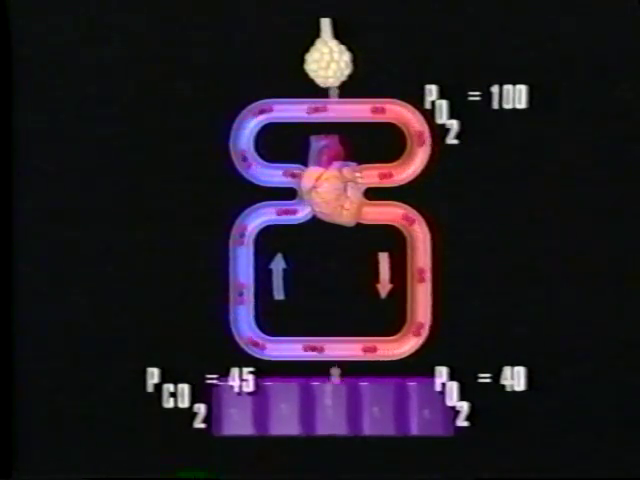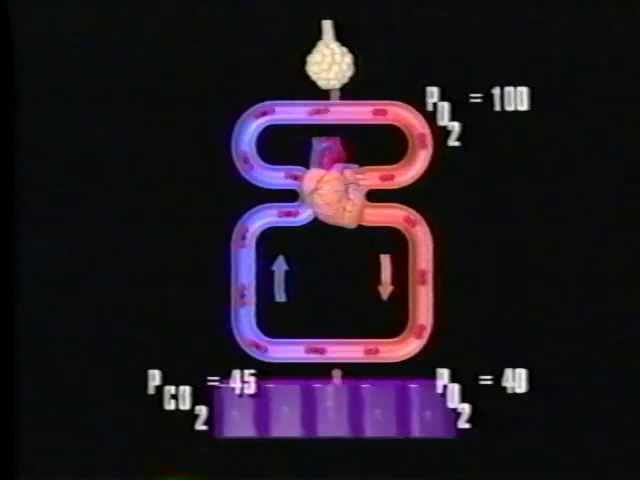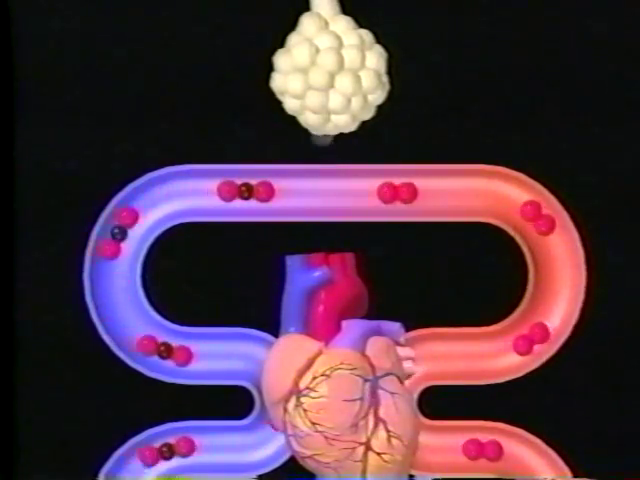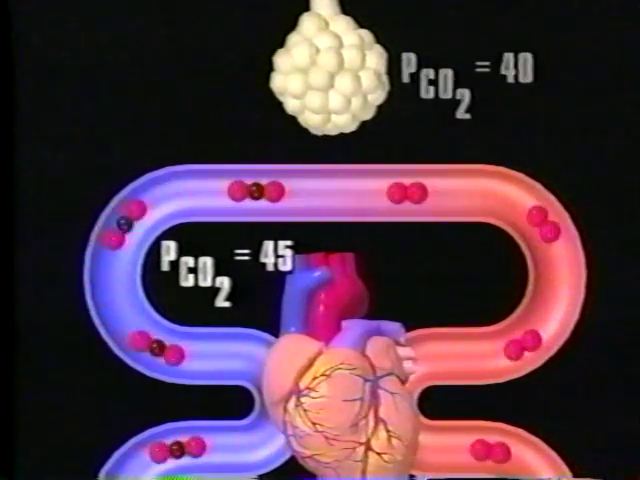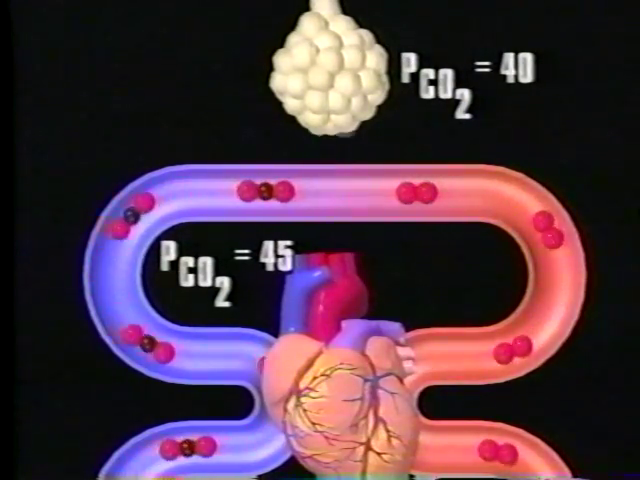Diffusion removes carbon dioxide from the interstitial fluids, driven by the partial pressure gradient. Blood entering the lungs through pulmonary capillaries has a carbon dioxide partial pressure of 45 millimeters of mercury. The carbon dioxide partial pressure of alveolar air is only 40 millimeters of mercury. So carbon dioxide diffuses out of the blood and into the alveoli.